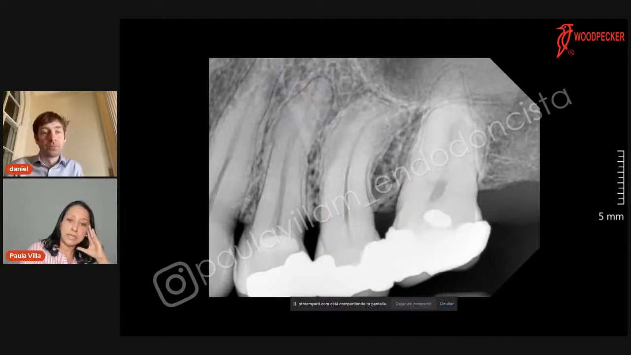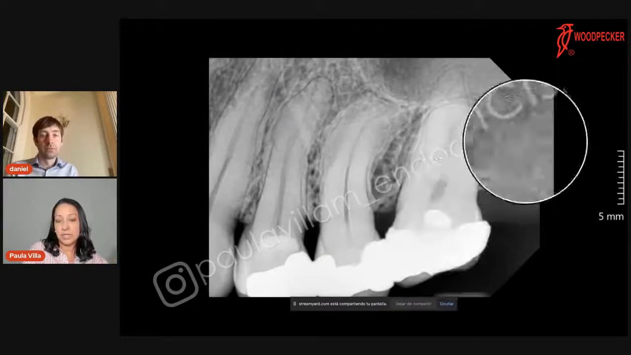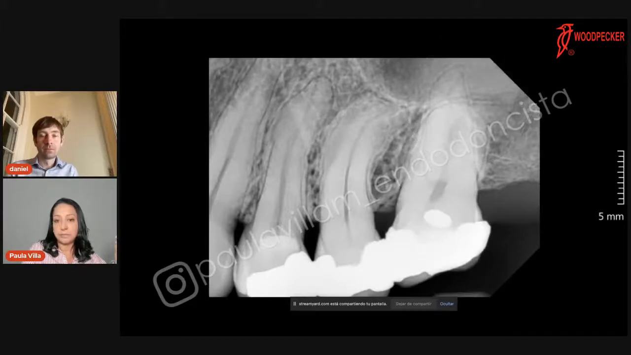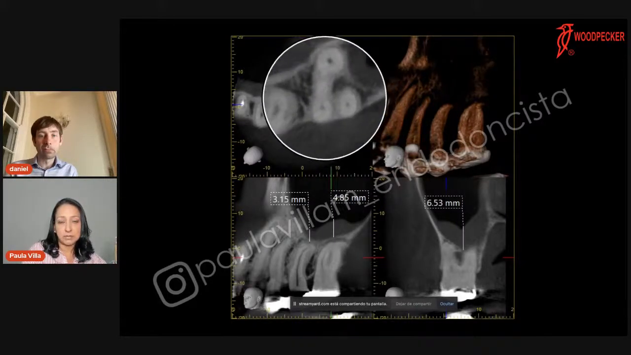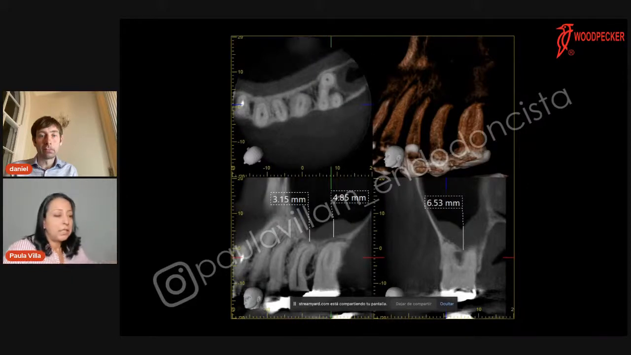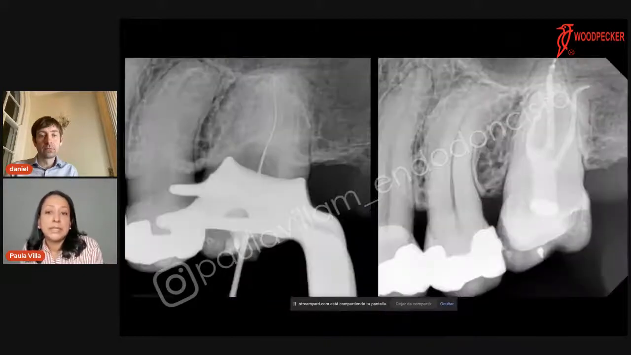Look at this first case. The patient was referred to perform the endodontic treatment of this second upper molar. I didn't find the MB2 canal. I saw the MB2 canal in the CBCT. It was just right here. But clinically, I couldn't find it. So I decided to finish the endodontic treatment and follow the patient.